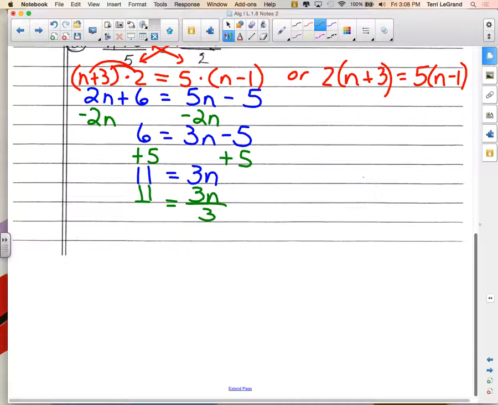Anybody starting to feel like something went wrong? Whenever I get a number over here that isn't a multiple of the number on the other side, I'm like, oh, I must have made a mistake. But not necessarily. You guys get 11 also? Yeah? Okay. So what's our final answer for this one then? What would be acceptable answers in this classroom? Alexis? n equals 11 over 3. Okay, we could leave it as 11/3.